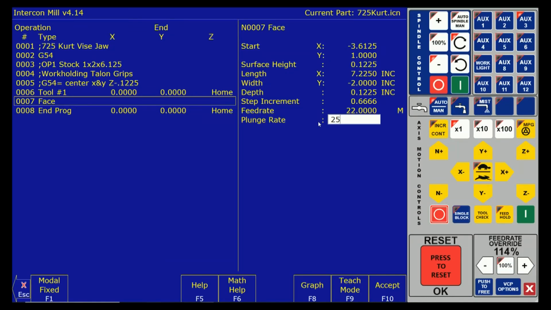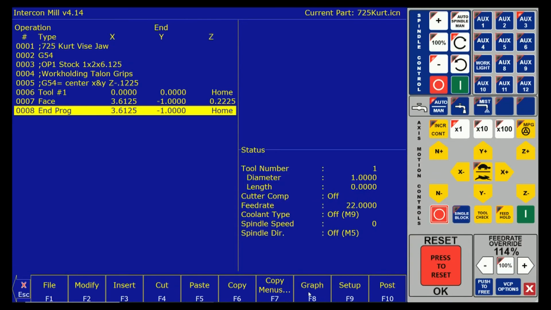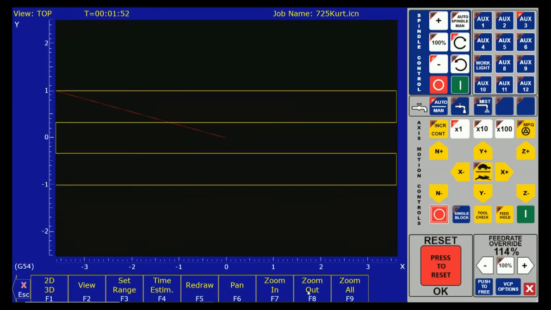Okay, now it is time to accept this toolpath. F10. Now I need to check my work. How I'm going to check my work is I need to graph this toolpath. So I need to escape once. Now F8 graph is available.